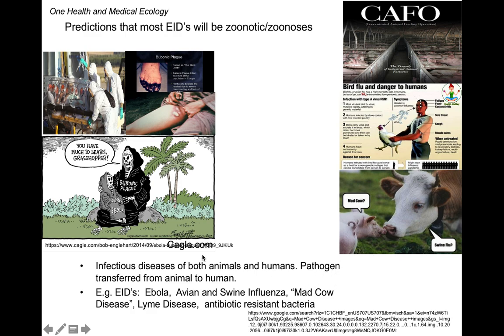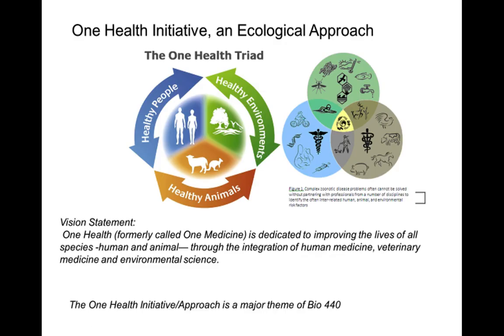So anyway, infectious disease of both animals and humans. In zoonoses, the pathogens transfer from animals to humans. So again, EIDs, you guys, that are zoonotic: Ebola, avian and swine influenza, mad cow disease, Lyme disease, antibiotic-resistant bacteria. The Lyme disease back east, the reservoir are deer, and here in California, it's small rodents, ground mammals. And again, folks, I just want to hit this one last time, the One Health Triad, right? For any of us to be healthy, we have to take care of our environment. We have to take care of our animals, right? And take care of one another.